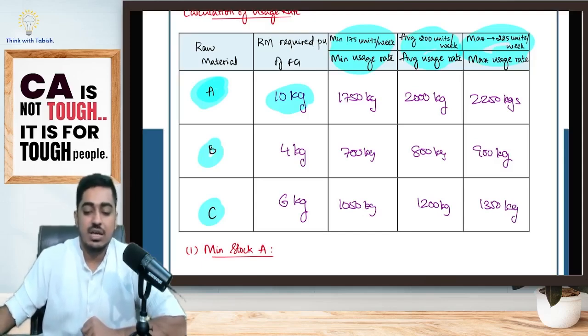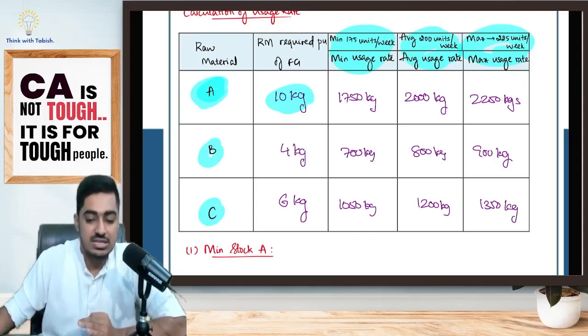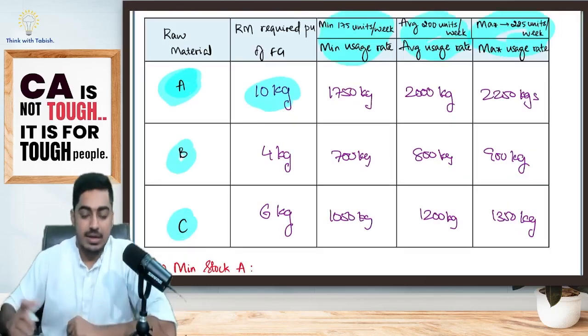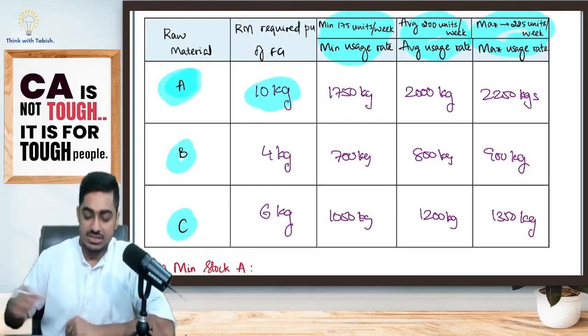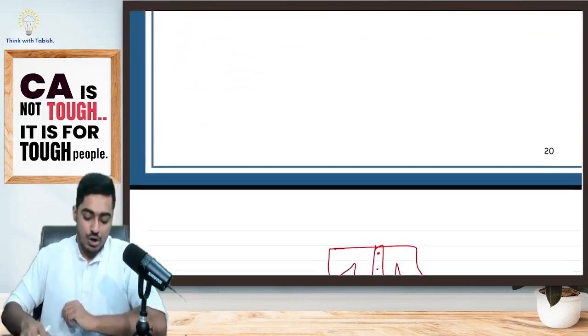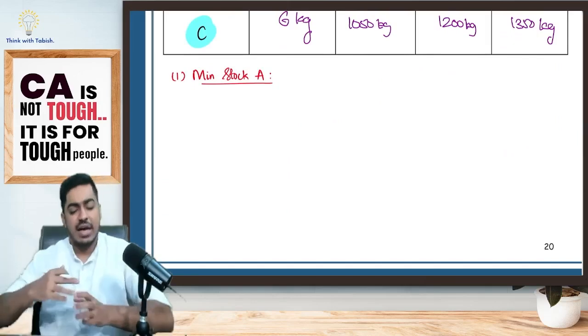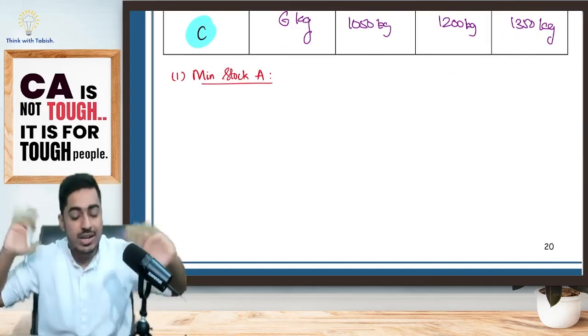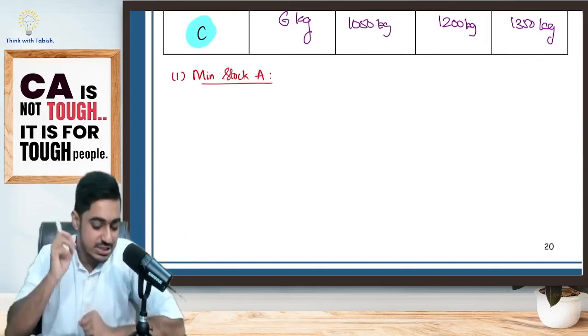Is this clear? Whether the logic of calculation of usage rate is clear for everyone? Please give me a confirmation. Based on that, we will continue. Great. So now based on this, let us try continuing our discussion. Everyone pay attention. What all is my question asking? Yes, I can calculate everything for all my raw materials, but don't waste time. Let us see what my question is asking.